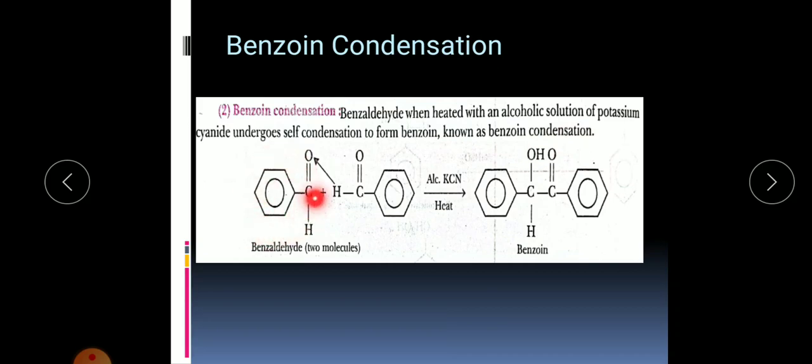So we have taken two molecules of benzaldehyde. Now in these two molecules of benzaldehyde, what will happen? This carbon-oxygen double bond will break towards the oxygen atom, and this hydrogen will go and attach over there. So it will form OH, whereas this carbon having a positive charge will link with this carbon atom. So this structure is formed, which is known as benzoin. So this reaction is known as benzoin condensation. This is also a very important naming reaction. Once again, benzaldehyde when treated with alcoholic potassium cyanide solution will form benzoin, and this is known as benzoin condensation.